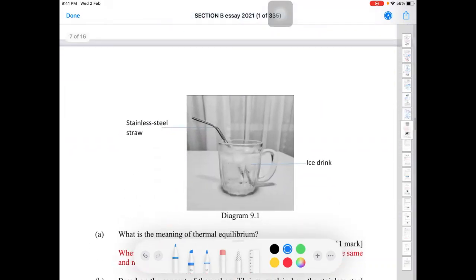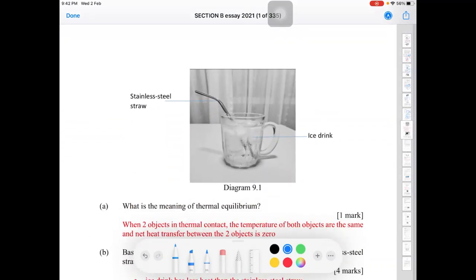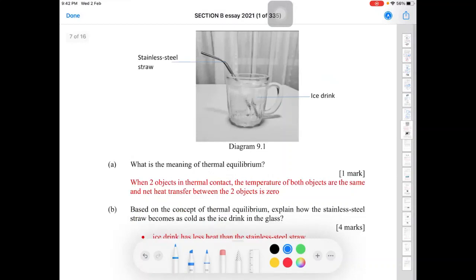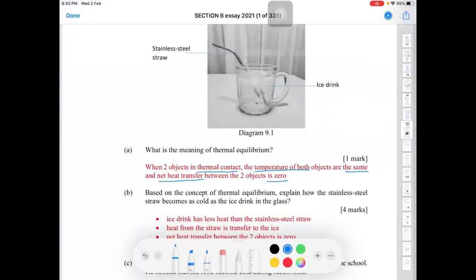Jadi, tengok gambar. So you ada what is the meaning of thermal equilibrium again. Jadi 2 objects in thermal contact, the temperature of both are the same and net heat transfer between the 2 objects is 0. Okay, sama je. Cuma tadi air panas, sekarang air sejuk. Jadi you kena tahu siapa yang lebih panas, the straw or the water. Alright. So based on concept of thermal equilibrium, explain how the stainless steel become as cold as the ice drink.